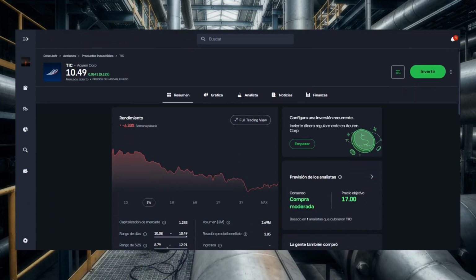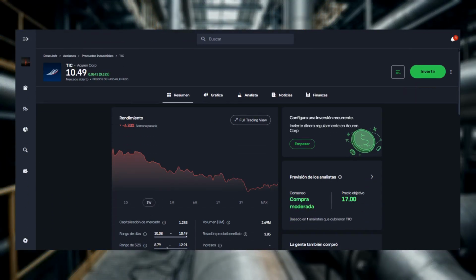On the asset page, review the company overview, sector information, and the price chart to understand the listing. Confirm the page shows NASDAQ and the ticker TIC, so you are looking at the right stock.